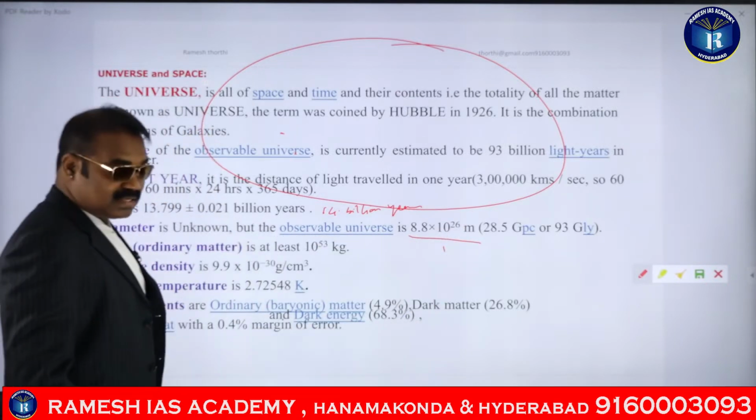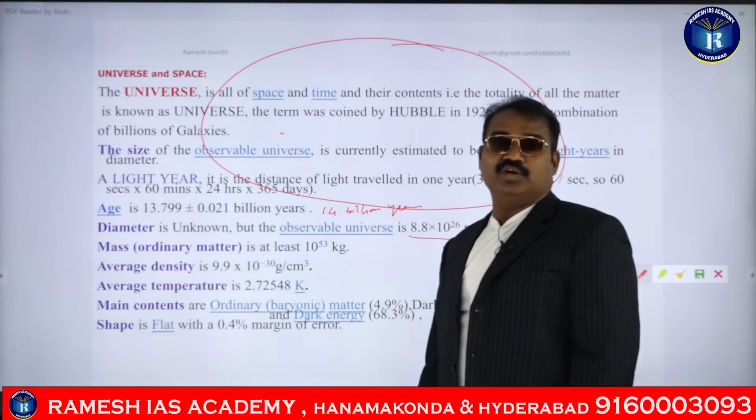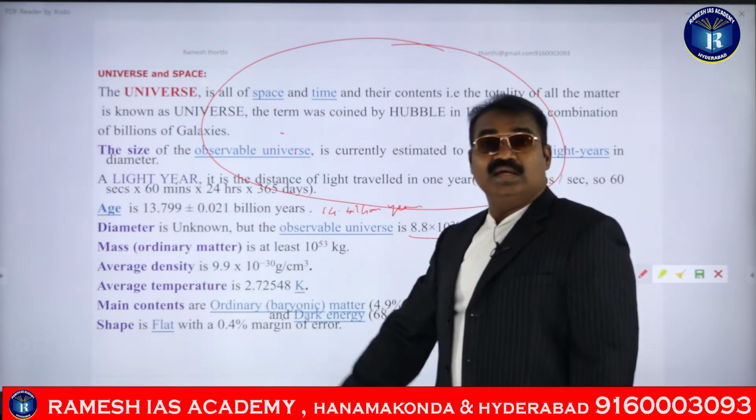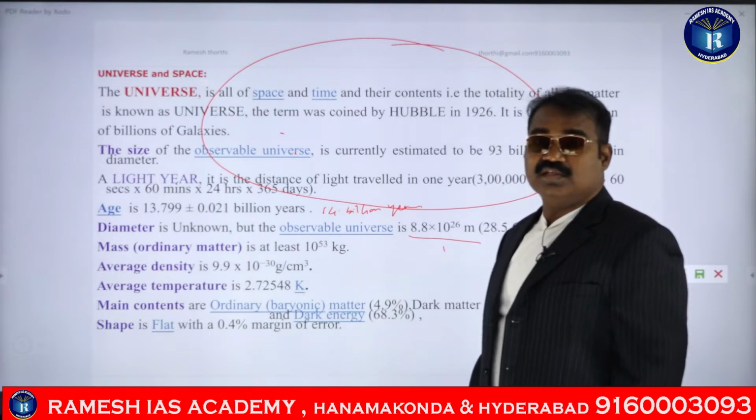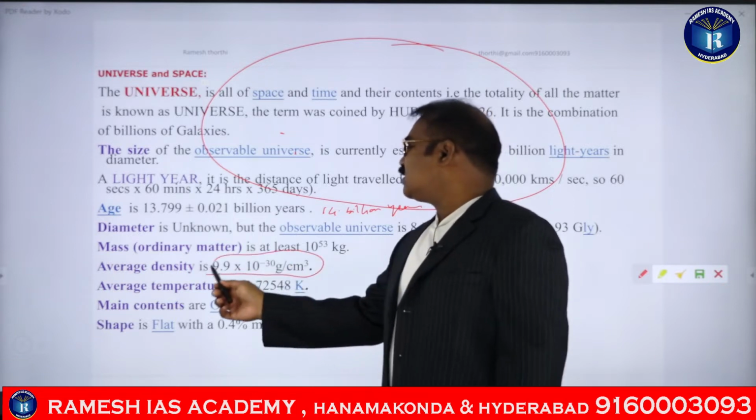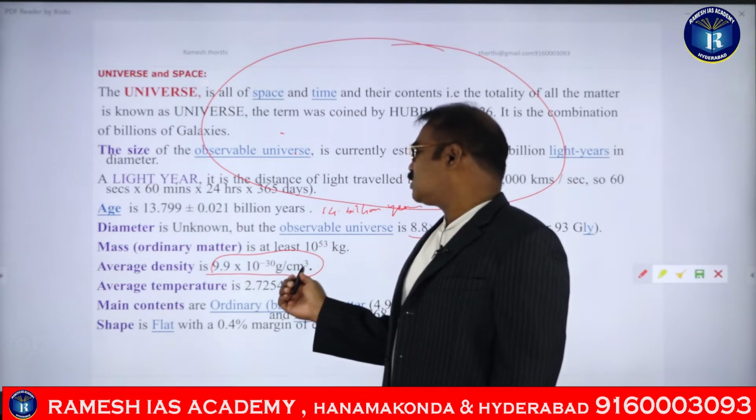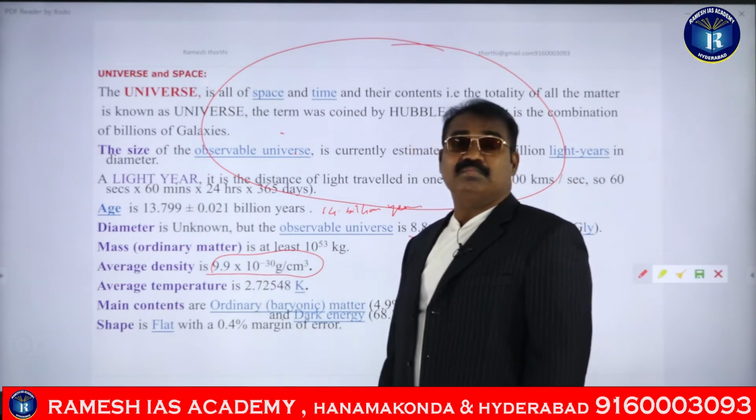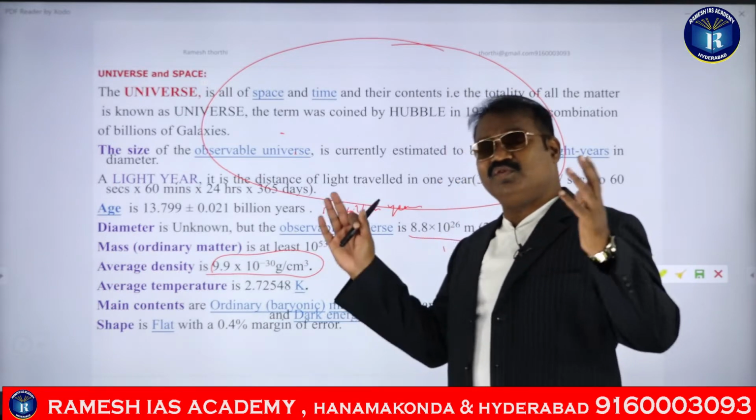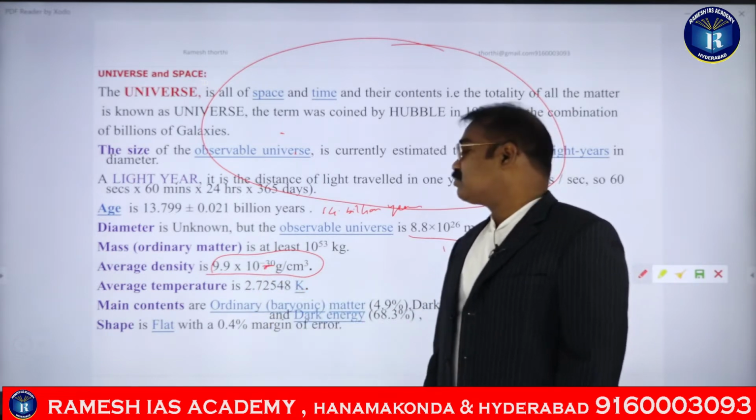Okay, then the mass. The mass is nothing but the ordinary matter within the universe. The mass is estimated to be at least 10^53 kilograms. It's very, very huge. And the density is per cubic meter or something. When you are talking about this, it is in minus, because lots of space is empty. Lots of space is empty. There is a reason because of which it is coming in the minus grams.